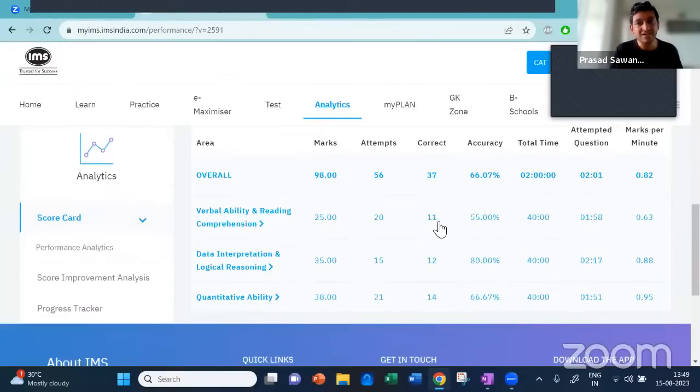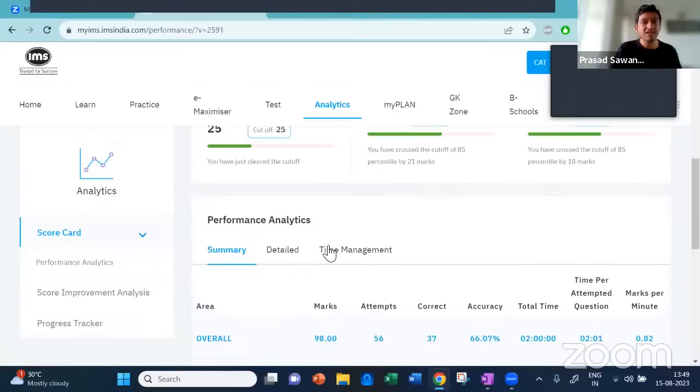Overall, if you look at it, yeah, verbal, as I was saying, out of 20 attempts, 11 were correct, 9 were wrong. So I think I got some TITAs wrong as well. In case of LRDI, I got 12 correct, 3 wrong, which was more or less the estimate. In quant, I messed up a couple more questions than I believed I had. So 14 correct, 7 wrong is what I have in quant.